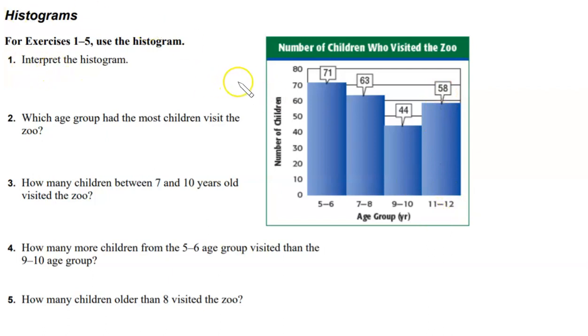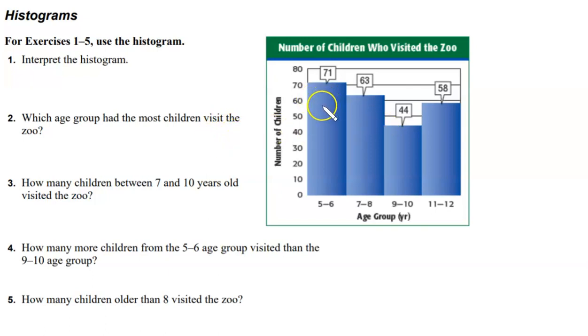Interpret the histogram. We just did that. We talked about it. So you notice that more kids are from the ages of 5 and 6. Less kids are from 9 to 10. 7 and 8 and 11 and 12 are only 5 kids apart from each other. The difference between the interval with the most kids and the least amount of kids, you would do 71 minus 44.